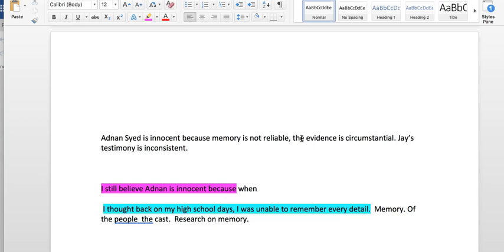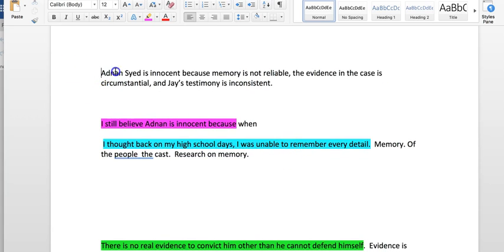The evidence in the case is circumstantial, and Jay's testimony is inconsistent. That, my friends, is a very solid thesis. It has your assertion here, and here it has your backing. We're making this assertion because memory is not reliable. The evidence in the case is circumstantial, and Jay's testimony is inconsistent. So that's a really great working thesis.